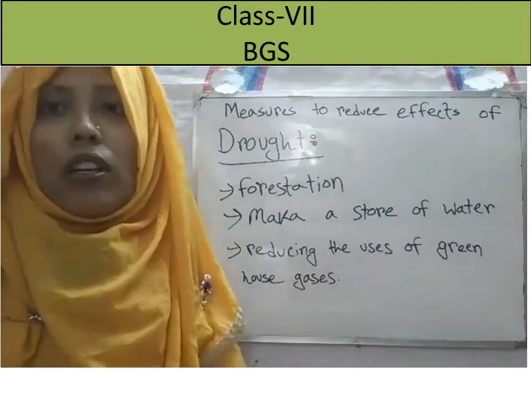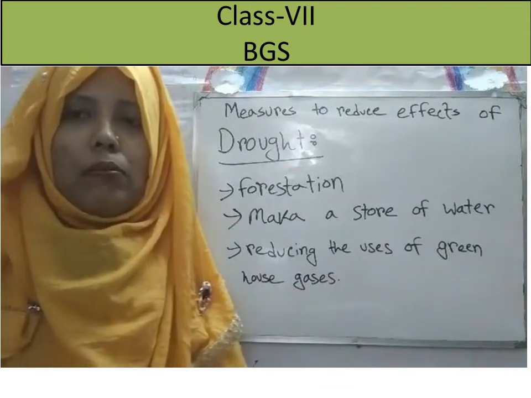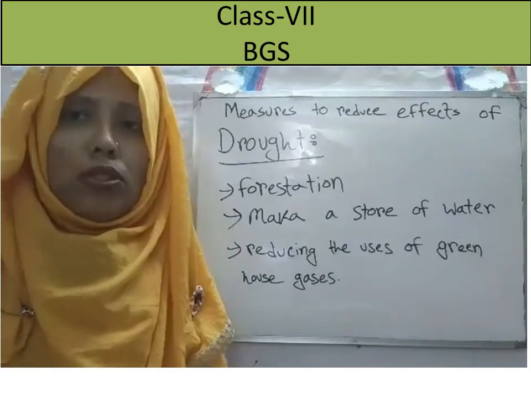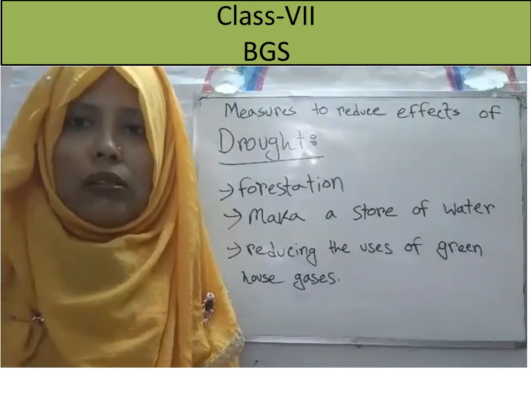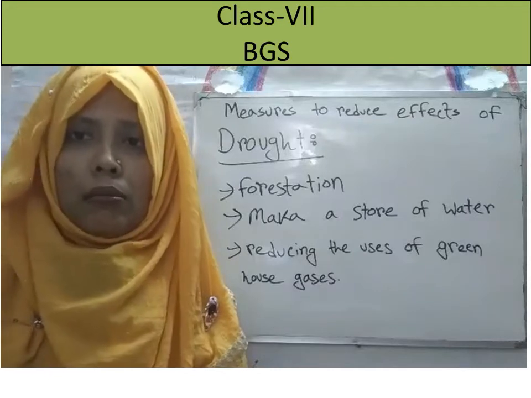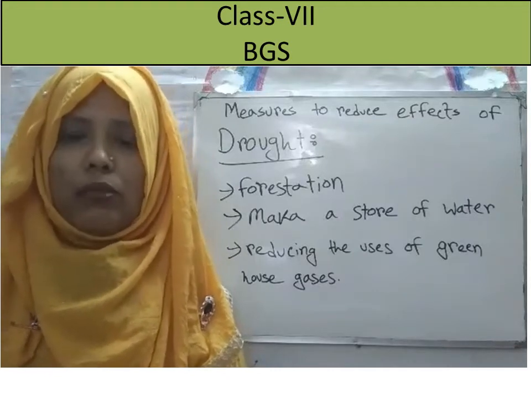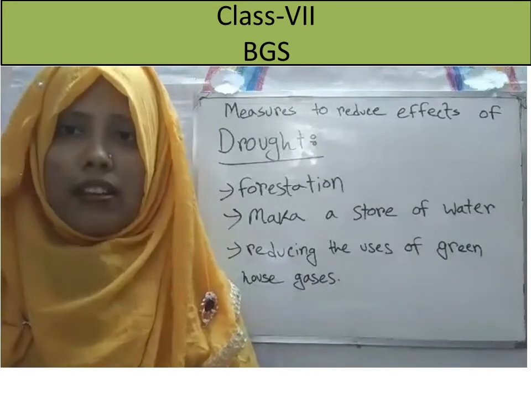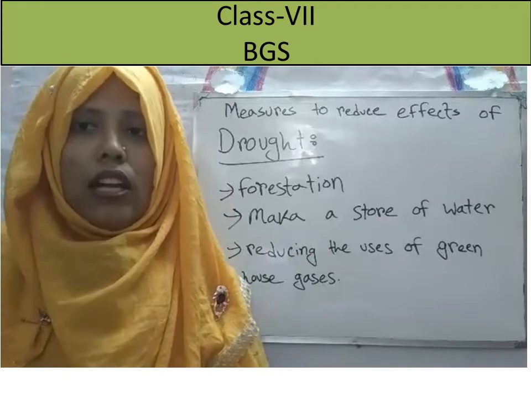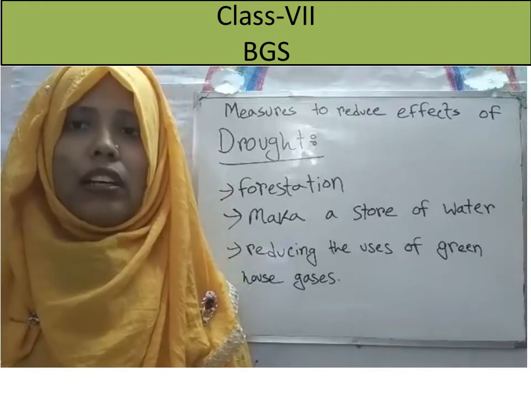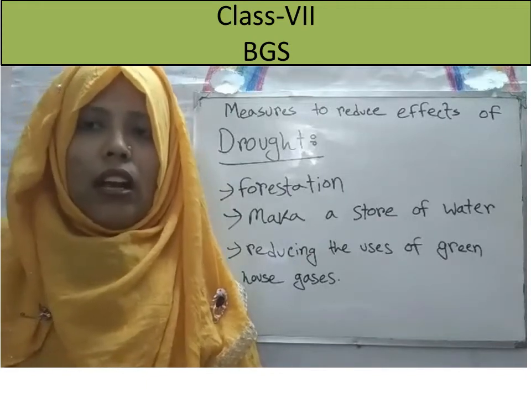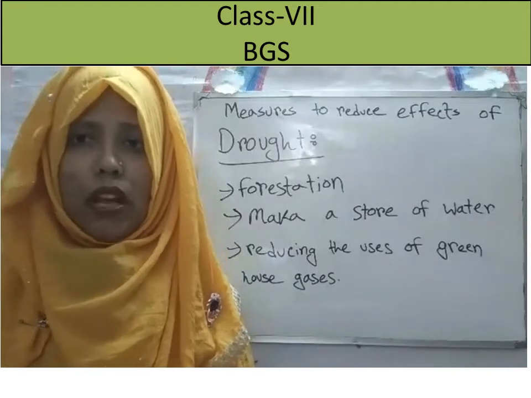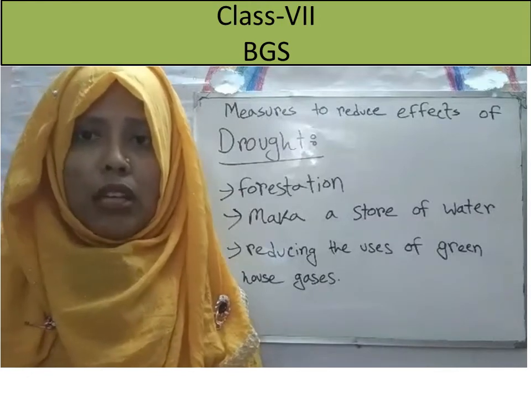Make a store of water. If we make a store of water in rainy season, we know drought comes after the winter. So if we make a store in rainy season, then after winter we can use this water in our cultivable land, and our land will become safe.